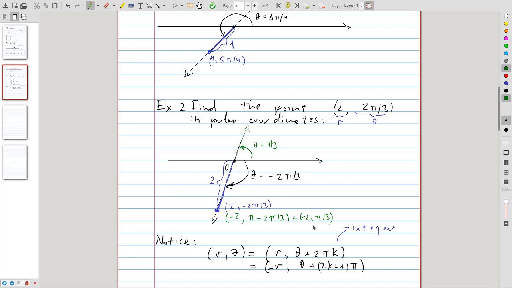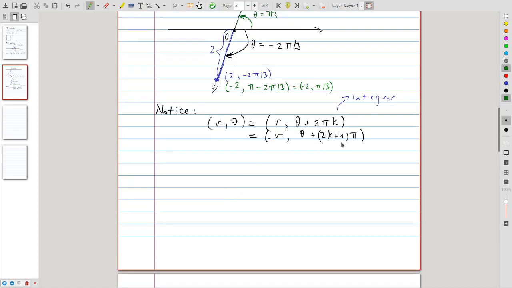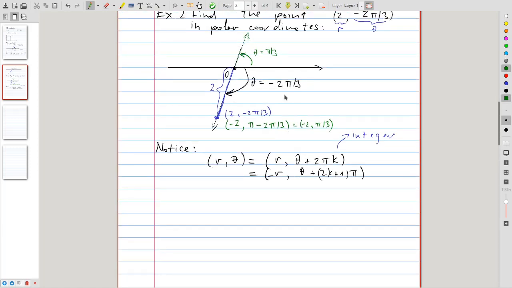So if I want to go to minus 2, I have to walk in the opposite direction. I have to measure minus 2 in the opposite direction, which means I have to measure 2 going down. And so I will end up in precisely the same position as I did when I went to the point 2, minus 2 pi over 3. So indeed, by adding pi to the angle and negating the radius, I will end up at exactly the same point.